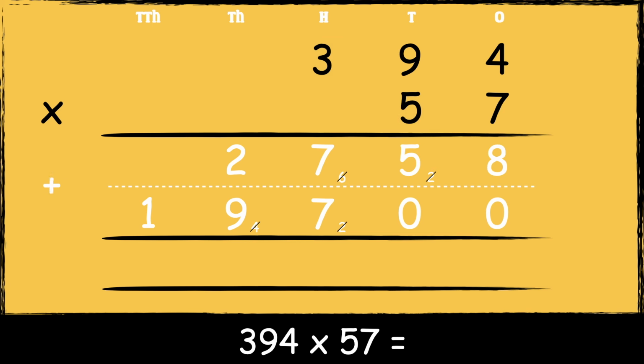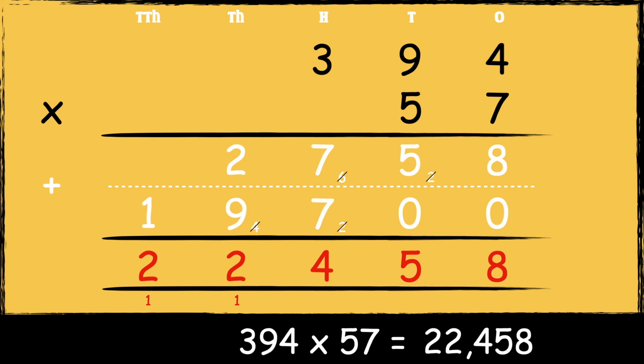The next step is to add the two answers together. 8 add 0 is 8. 5 add 0 is 5. 7 add 7 is 14. We carry the 1 below in the thousands column, as it represents 1000. 2 add 9 add 1 is 12. We can drop the 1 below in the 10,000s column, as it represents 10,000. And finally, 1 add 1 is 2. So the answer is 22,458.